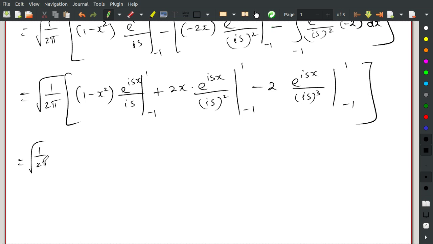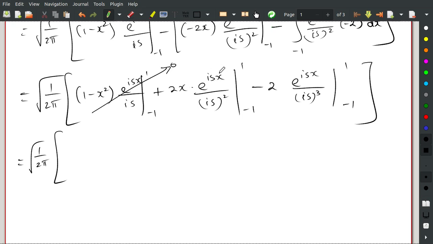1 by 2 pi. So for the first term, if we substitute the upper limit, it becomes 0, and for the lower limit also it becomes 0, so the full term becomes 0. If we substitute the upper limit, 1 squared is 1, therefore 1 minus 1 is 0, so the whole term is 0. And if we substitute the lower limit, minus 1 the whole square is 1, and 1 minus 1 is 0. So for both limits, this term is 0.